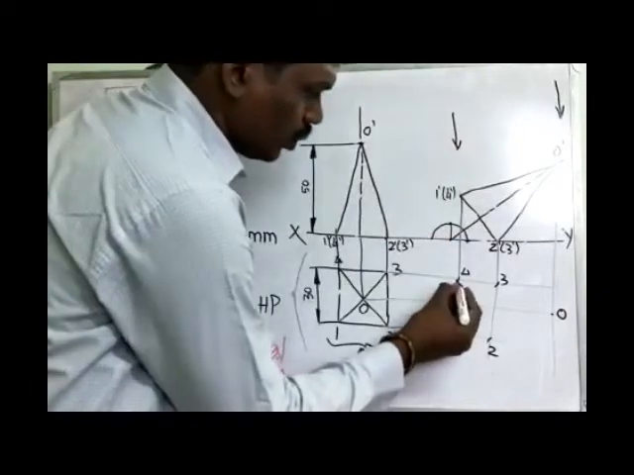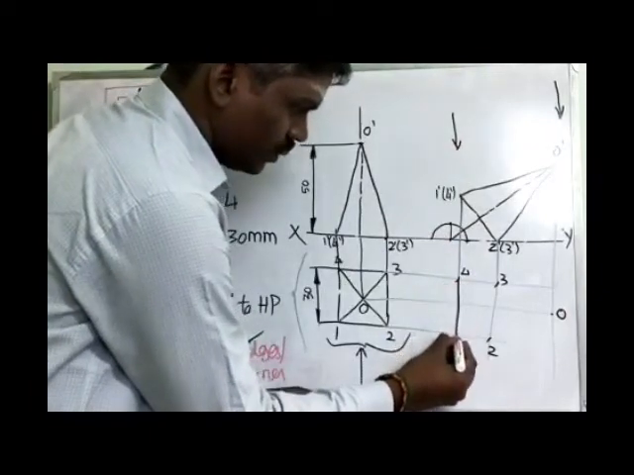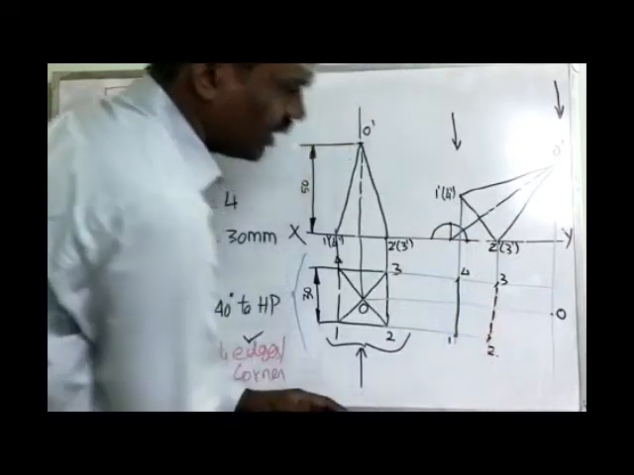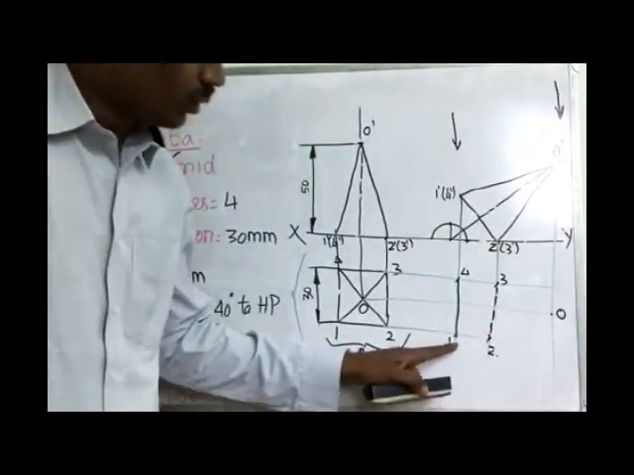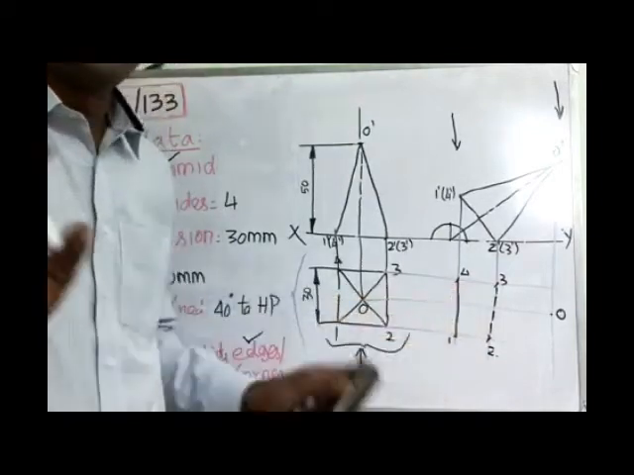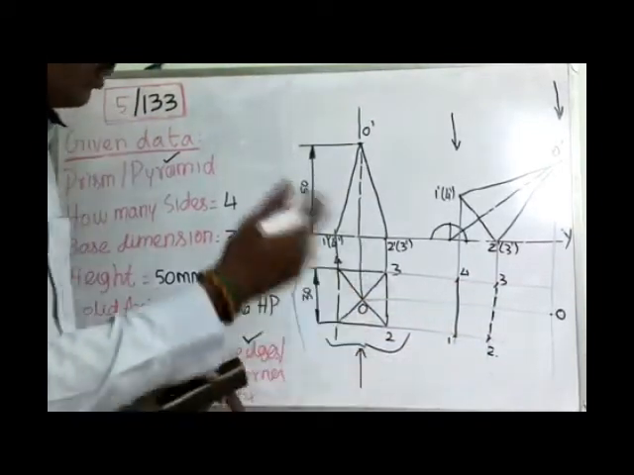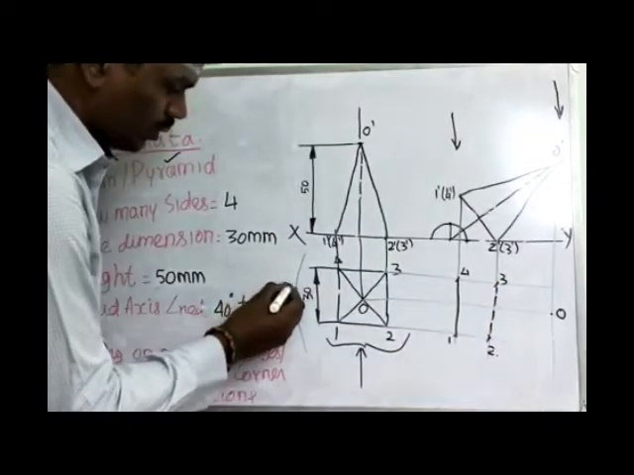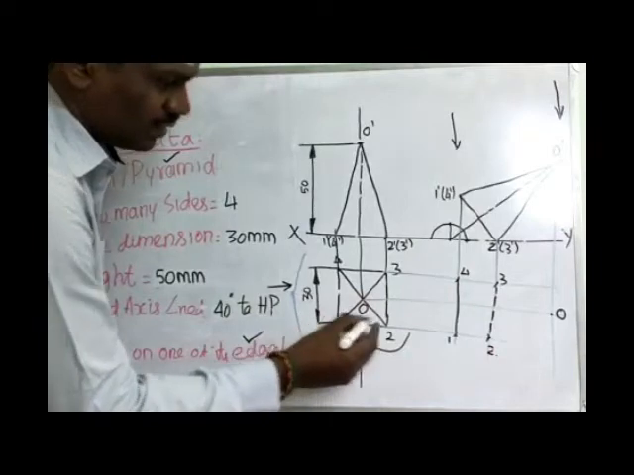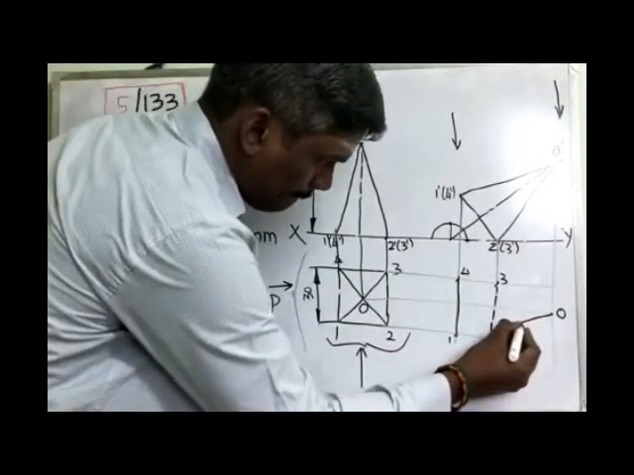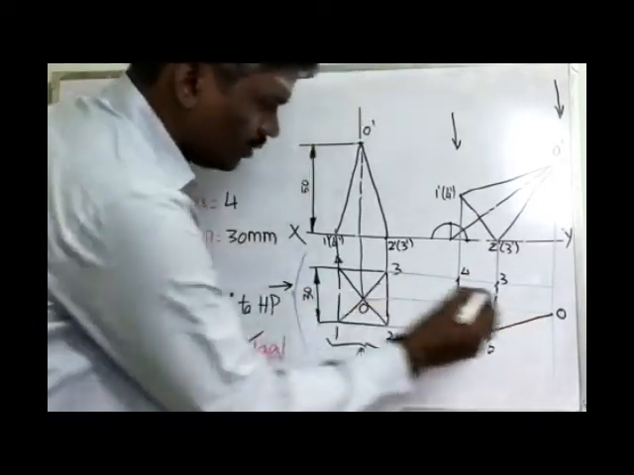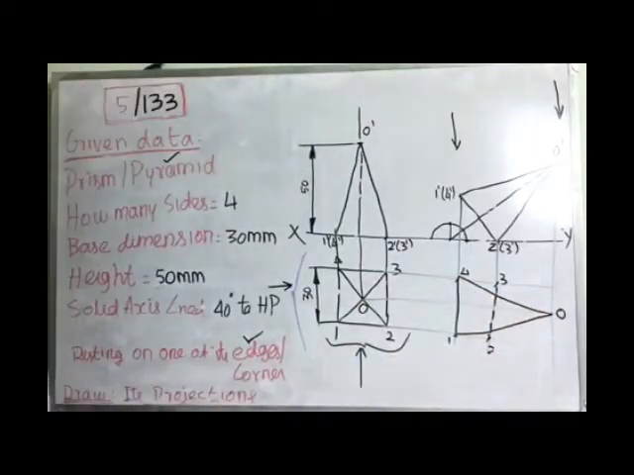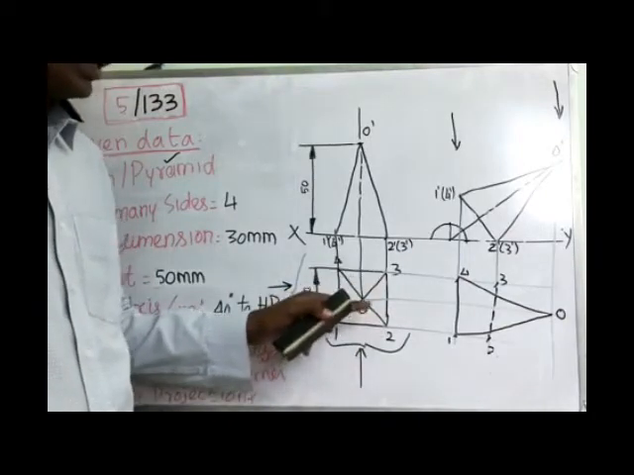Above the axis, 1 and 4 are visible. Below the axis, 2 and 3 are hidden. We don't know as of now whether 1 to 2 and 3 to 4 are visible or not. Finally, we discuss 3 to 4. So now you find out. We draw the slant edges. O to 1 is visible. Similarly, O to 4 is visible. What about O to 2 and O to 3?